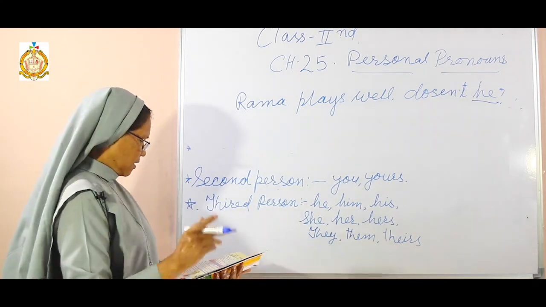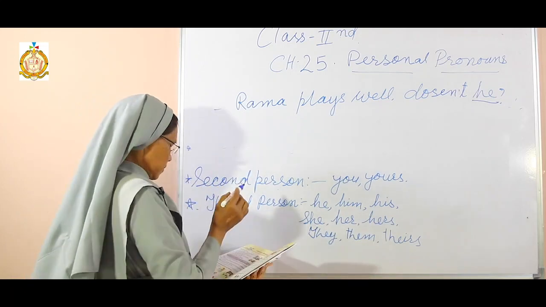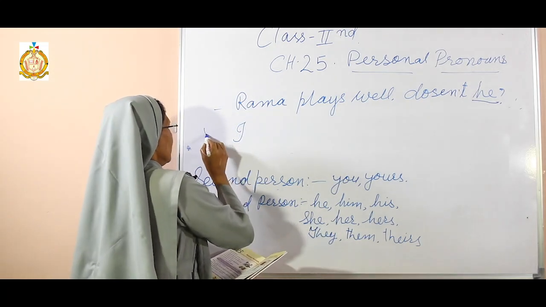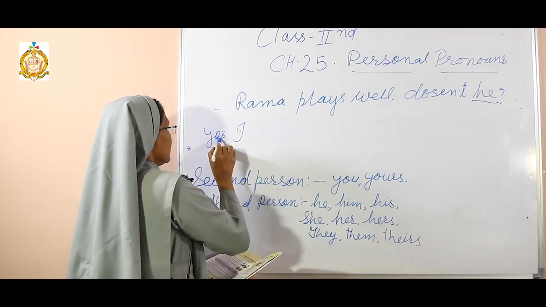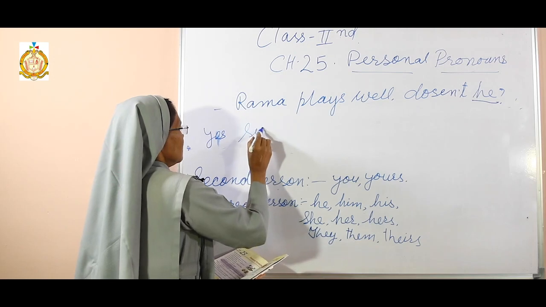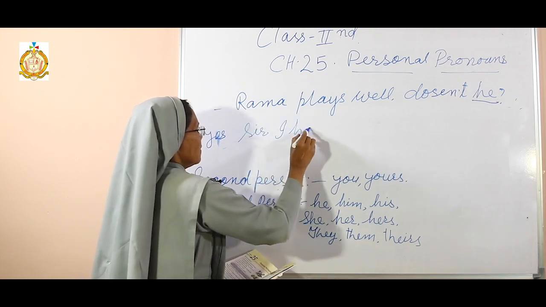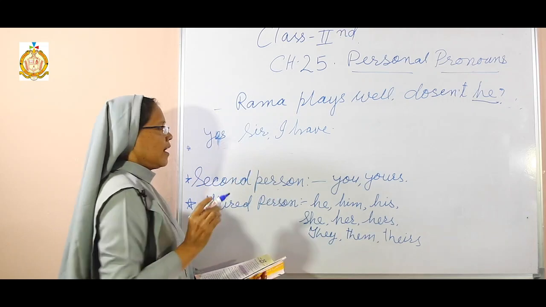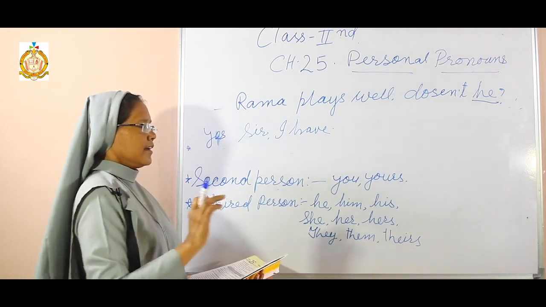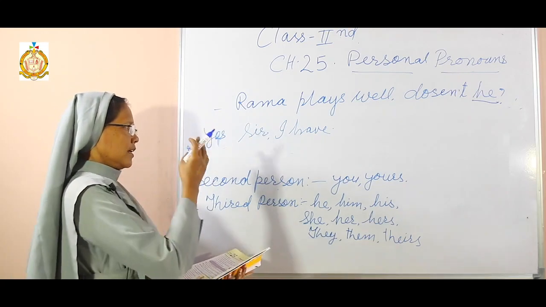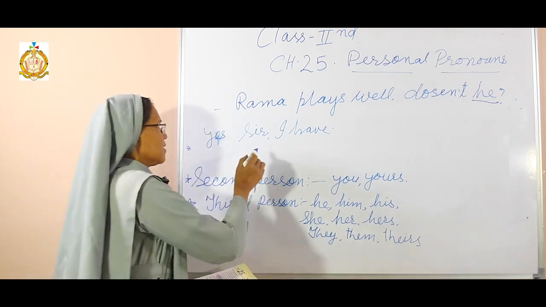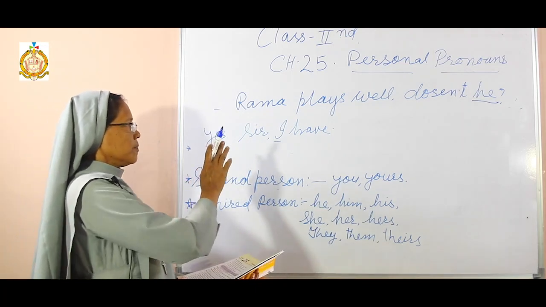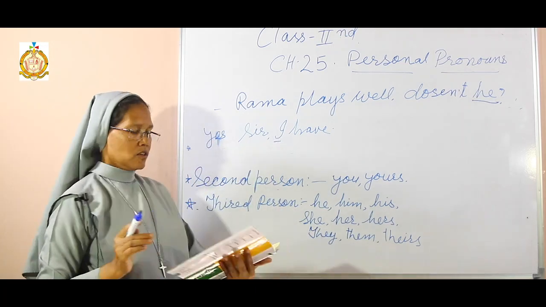Next, one small example: Yes, sir, I have. One person is telling, yes, sir, I have. Maybe Rama only or anybody. When sir asks, that time he is telling, yes, sir, I have. Here I means the first person. The first personal pronoun shown here is I.